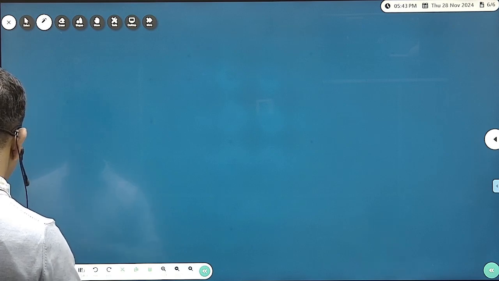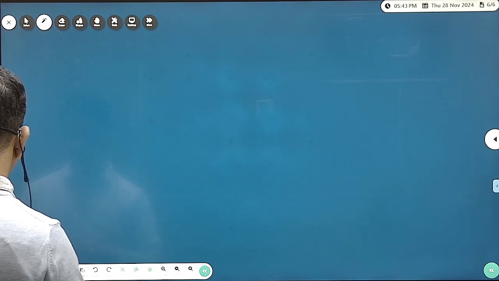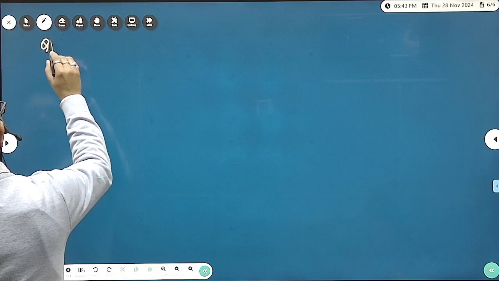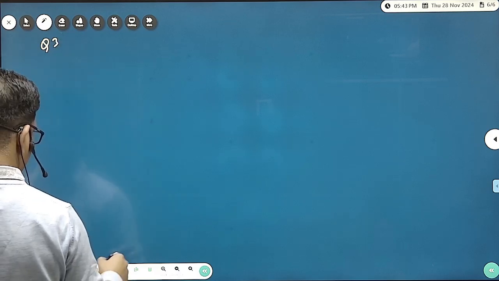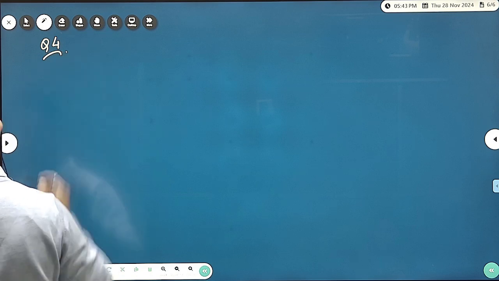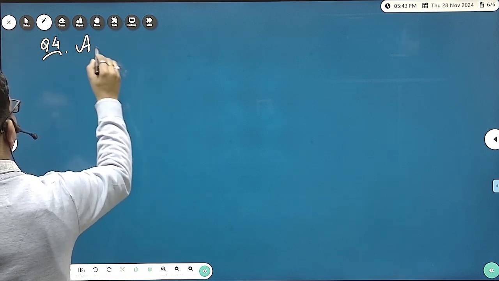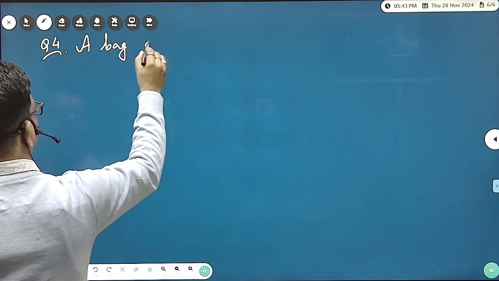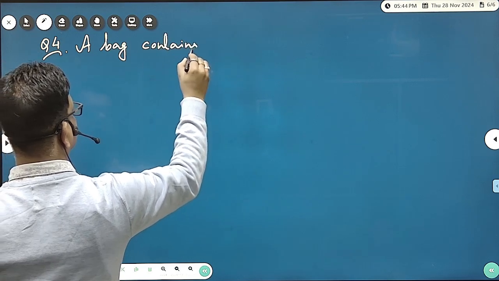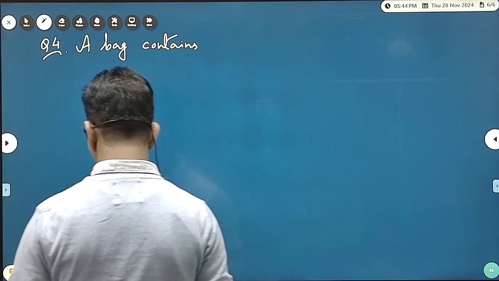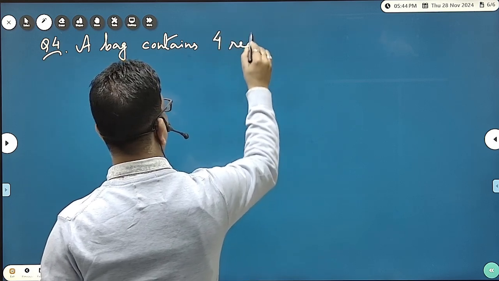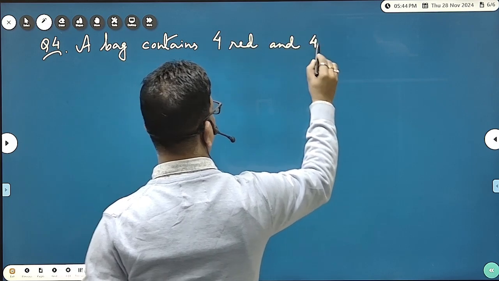Okay, so let us start with the very first question of Bayes theorem. I'll be doing two questions, but you will try this topic. I think this is number 4 today. I have to write the question, because those who see the videos later must know what the question is. So a bag contains 4 red and 4 black balls.